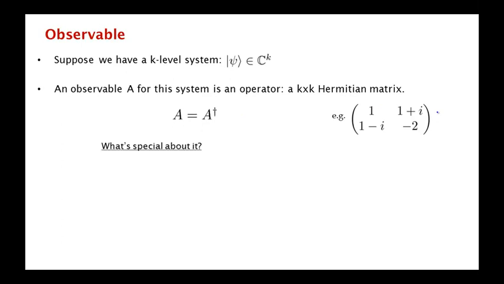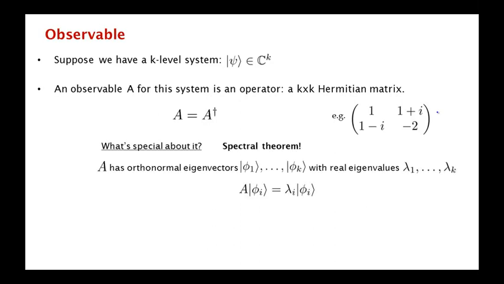Well, so let's just think back. What's special about a Hermitian matrix? A Hermitian matrix is special because there's the spectral theorem. So if A is Hermitian, then it has an orthonormal set of eigenvectors, phi 1 through phi k, with real eigenvalues lambda 1 through lambda k. What this means is A times phi i is lambda i times phi i.